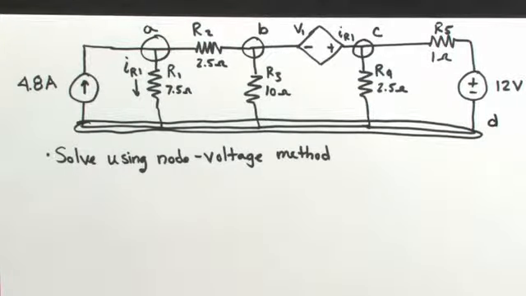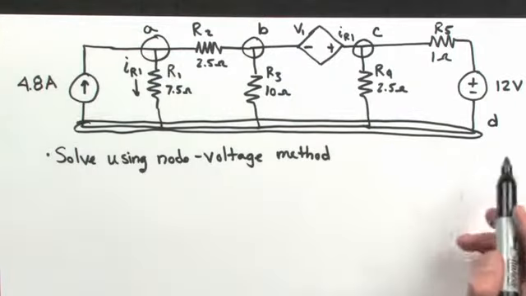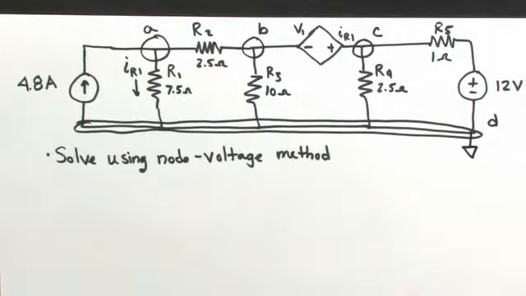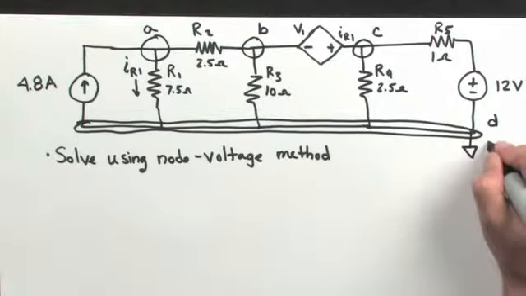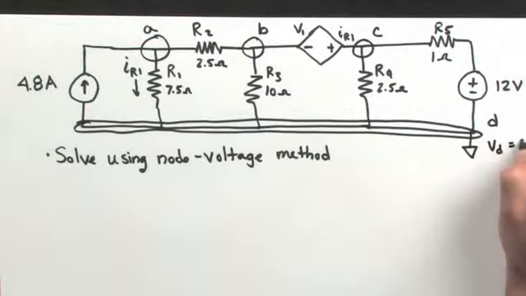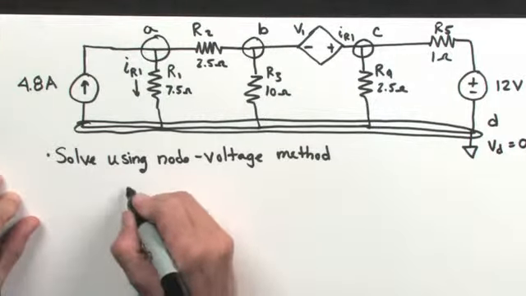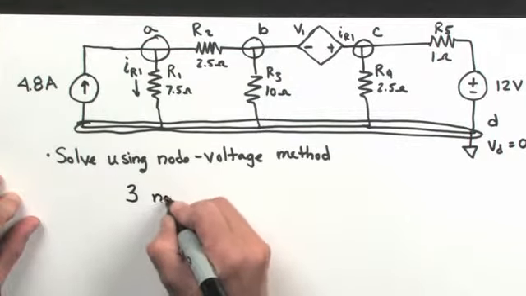The next step in using the node voltage method is to designate one of the essential nodes as being the ground or 0 voltage reference point. The one that makes most sense here, because it has so many connections to it, is node D. So I'm going to call that our 0 volt reference and say that the voltage at node D is equal to 0 volts. Now, we have 4 essential nodes, so nominally using the node voltage method we would need 3 node voltage equations.